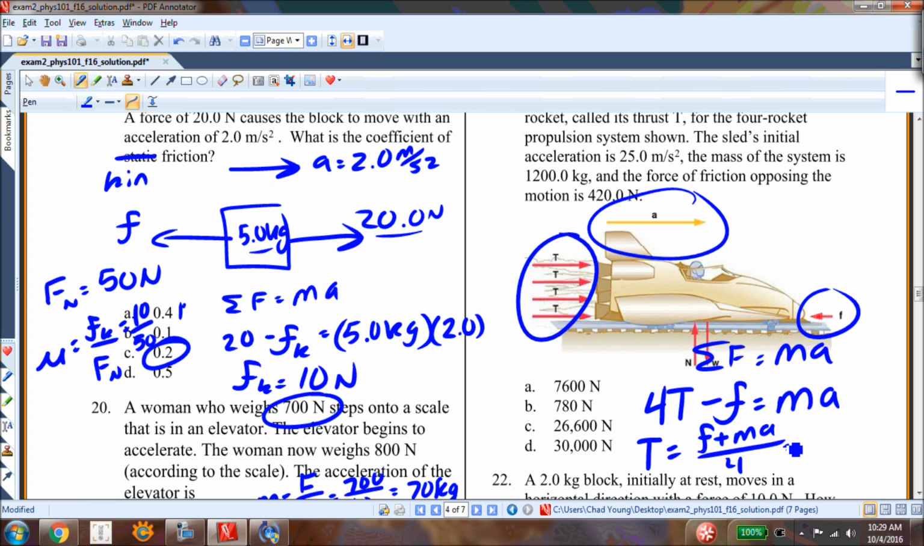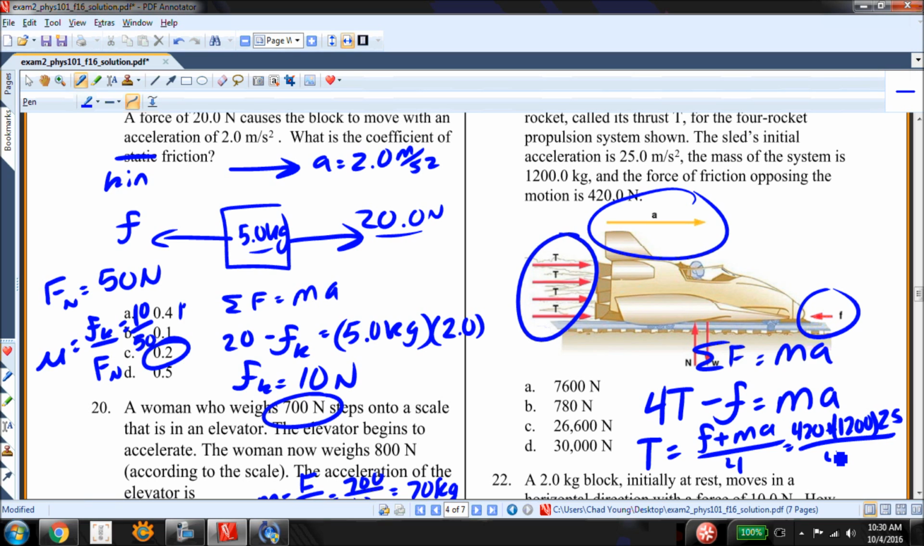F is 420. M is 1200. A was 25. Divided by 4. I get 7,600. So A is the right answer.